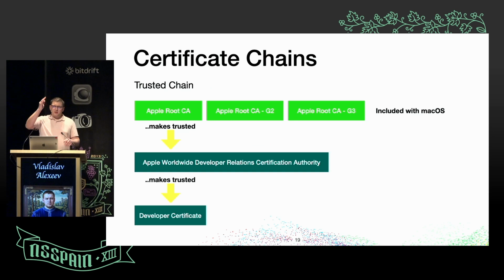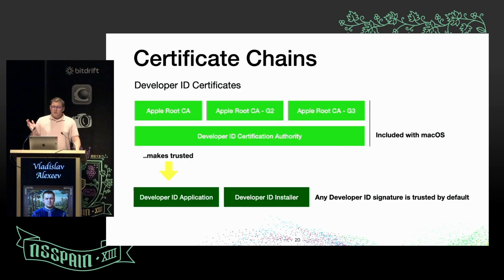So whenever there's a complete chain from the leaf cert to the trusted root cert, it means the leaf cert can be trusted. That's easy. For Developer ID, it's a bit of a different story, because the certification authority for them is trusted by macOS, which means all macOS apps signed with Developer ID certificates are trusted automatically out of the box.